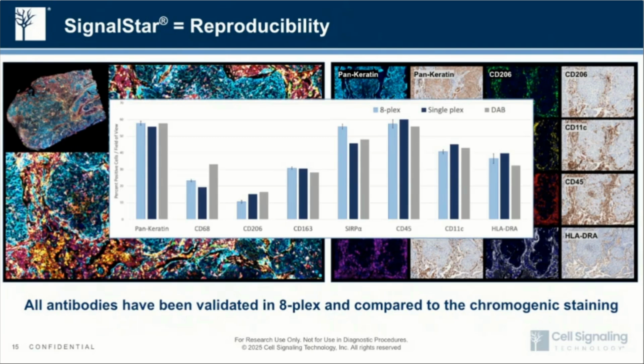And so you can see here we're looking at an 8-plex in triplicate compared to the single-plex staining and compared to the chromogenic gold standard DAB, that we see really, really high consistency across these different imaging rounds and even days, because these images were taken on different days.